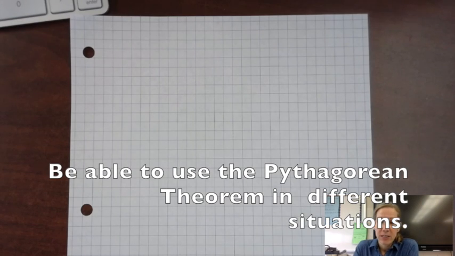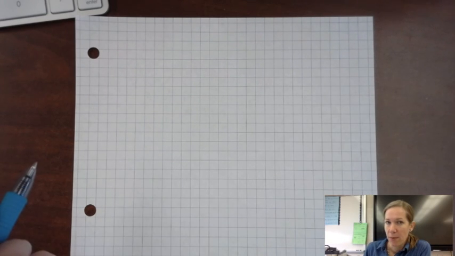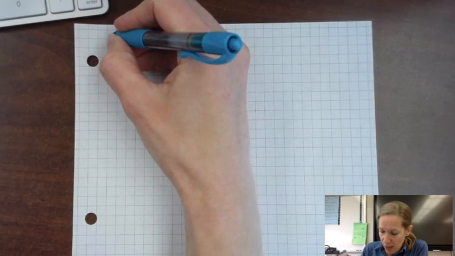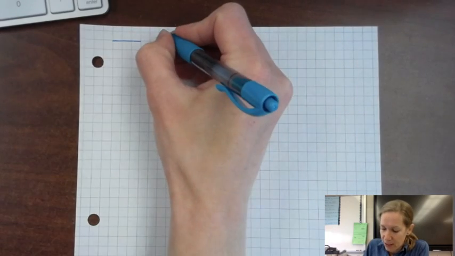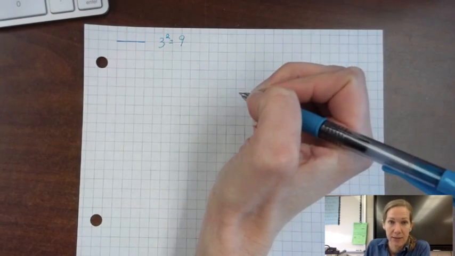Hello, today we're going to be talking about the Pythagorean Theorem and the different ways you can use it to solve problems. Before we talk about the Pythagorean Theorem, let's first talk about what it means to be squared. And I'm going to do a distance of 3. If I square that, we all know that 3 squared is 9. So how did we get that?